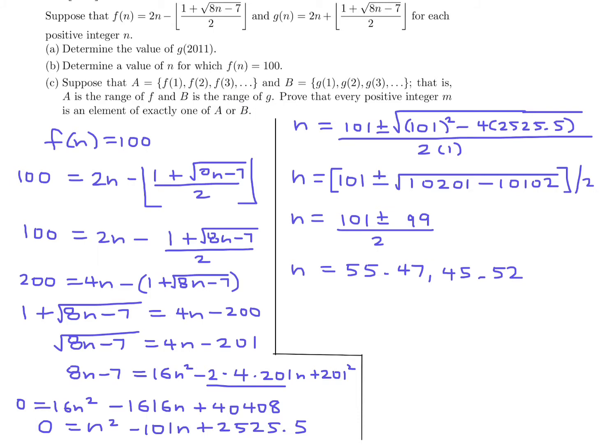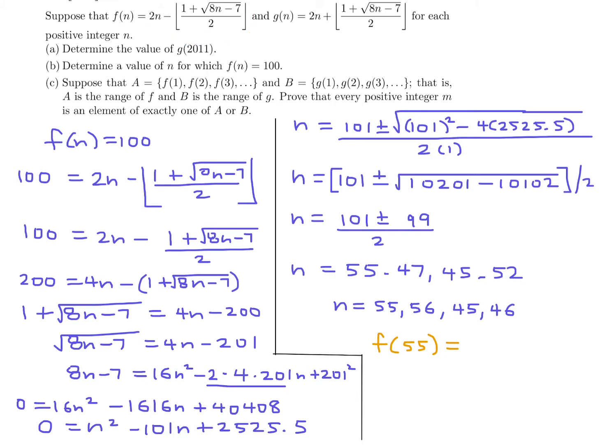So these are obviously not integers, because n has to be an integer. So what I'll do is I'll use n equals 55, n equals 56, 45, and 46. I'll use those four values and see which of those makes f(n) equal to 100. I'll let you do that, because it's pretty straightforward. You just have to substitute n into this. But I'll do it here for the one that actually works, because only one of those actually works, by the way. And the one that works is f(55), when n is 55.